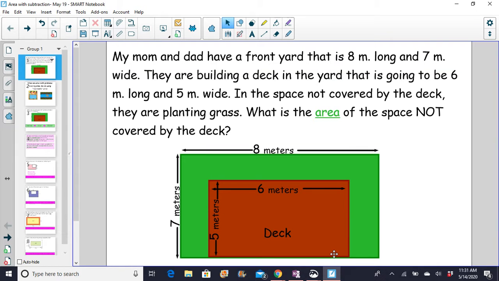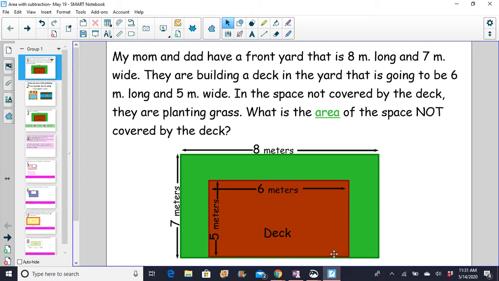Hello, fourth graders. Today for our math lesson, I'm actually going to start with a little real life story here. I was talking to my mom and dad on the phone, and my mom and dad have a front yard, front of their house, that is 8 meters long and 7 meters wide. And they're building a deck in that yard that's going to be 6 meters long and 5 meters wide.